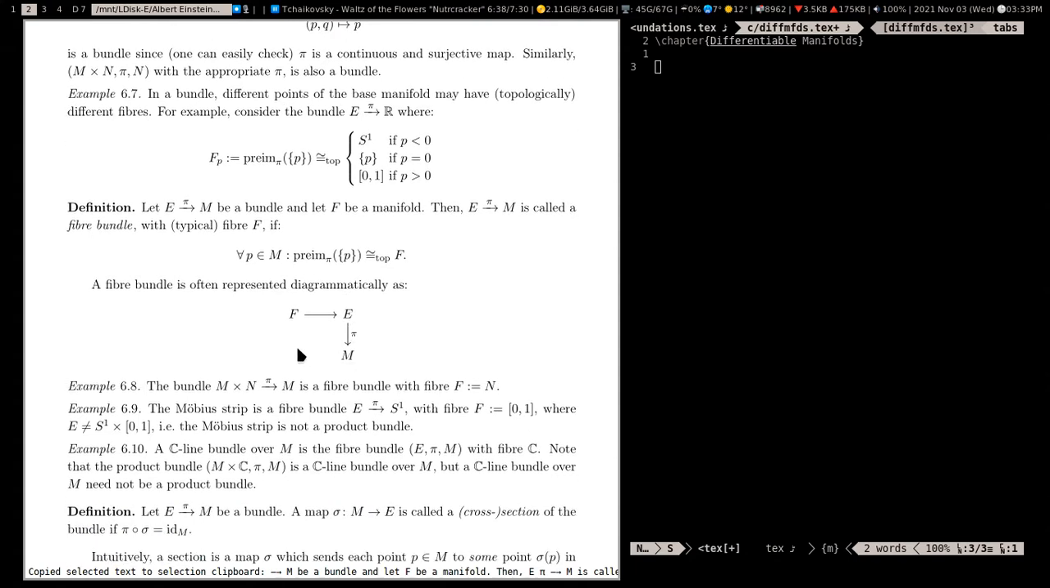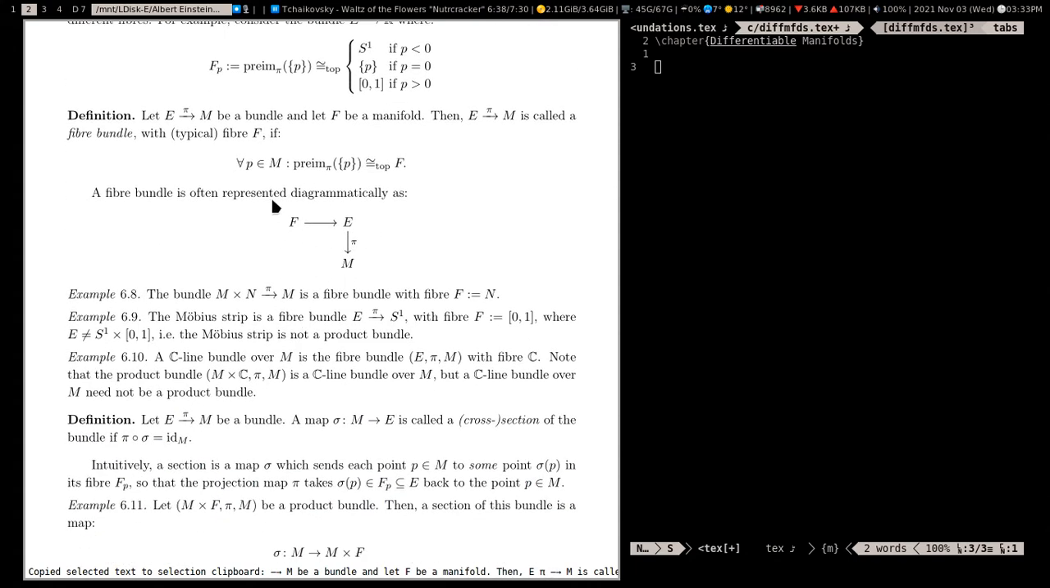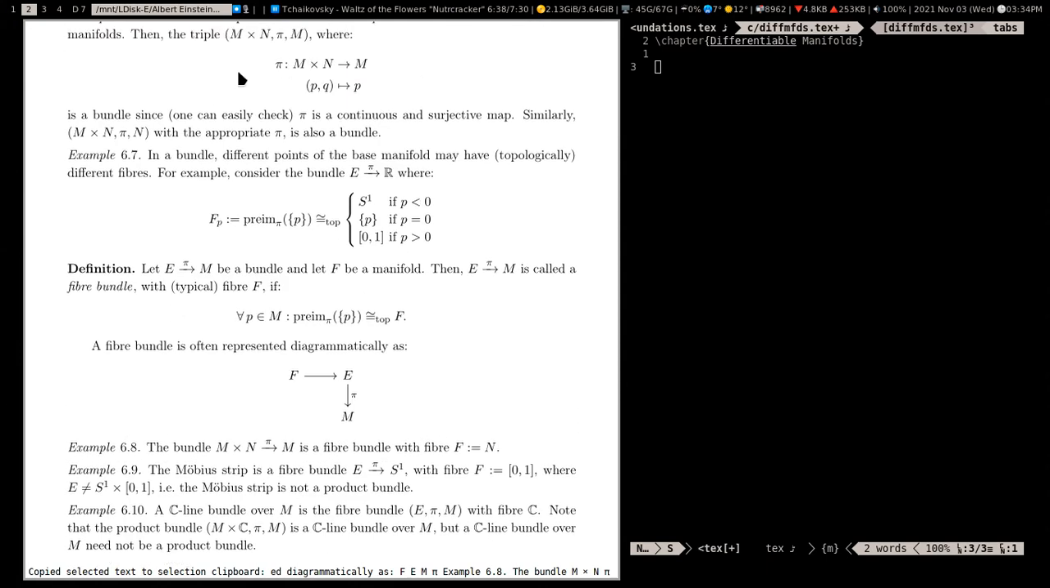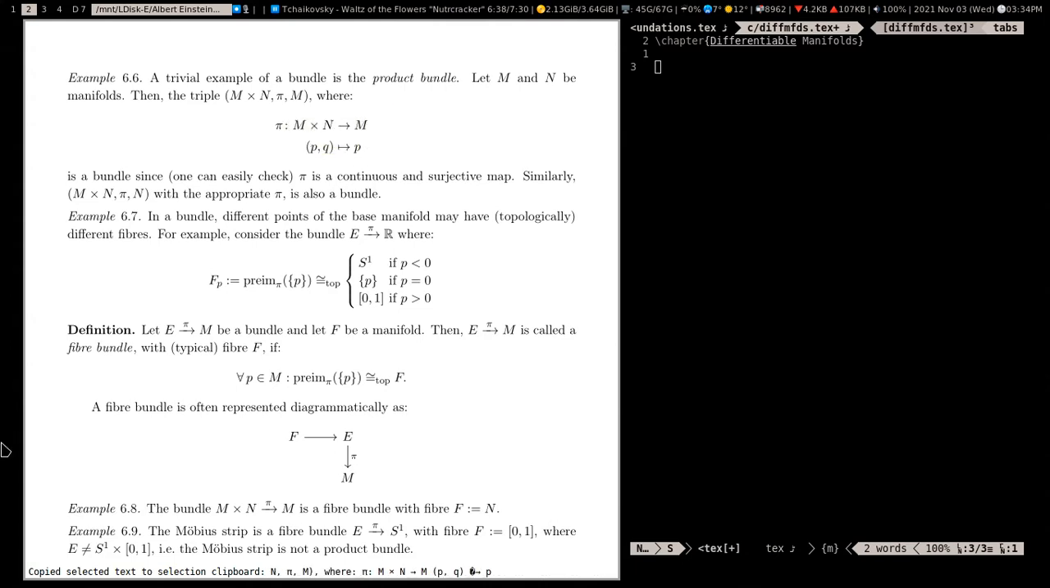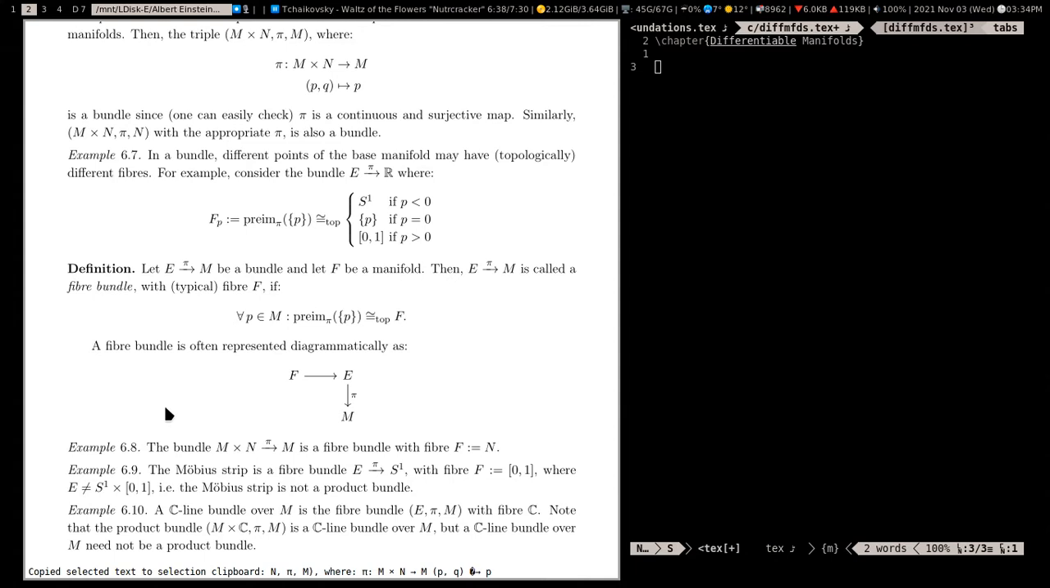And diagrammatically you can represent it like this. In the product bundle, the fiber is going to be N, as you can guess. So if you look at each pre-image, it's going to be isomorphic to N.